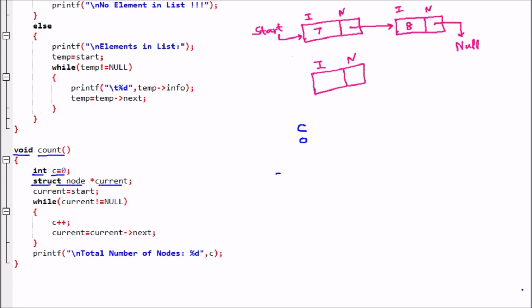So there is one pointer which is current that we have taken. Now current is equal to start. There are two cases available. If the start is null, obviously there will be no element available, but we are assuming that there is some element available. So first of all, take case number 1.